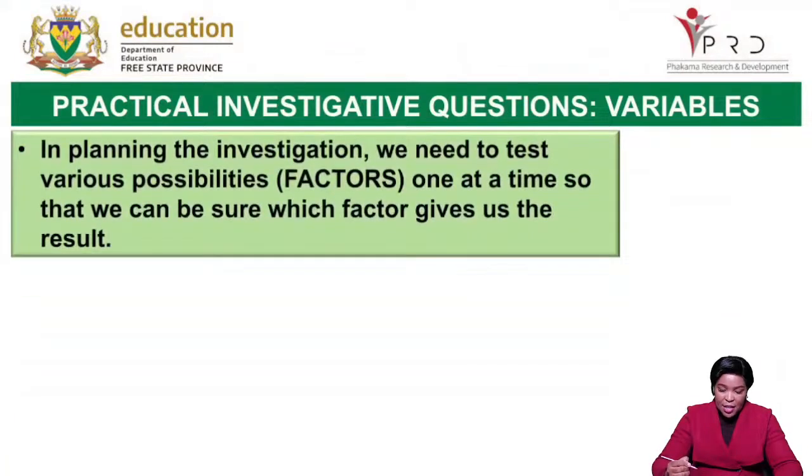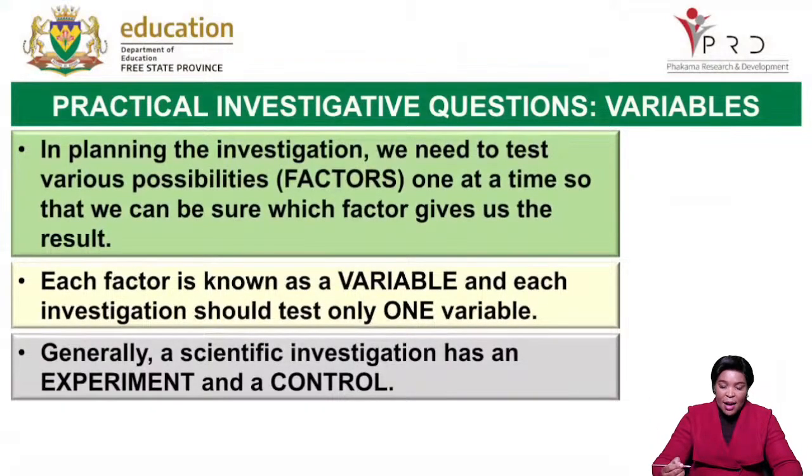For the practical investigations, you know that we have variables. This word variables comes so many times in the question paper that you will be asked to identify the variables, whether it is an independent variable or dependent variable or a control or a fixed variable. Take note that control or fixed is used interchangeably. Right. So when planning the investigation, you need to set these variables or the possibilities, and then you test them one at a time so that you can be sure that this is the factor or it is a variable that gives us the results.